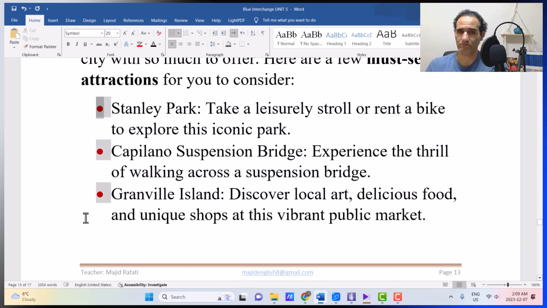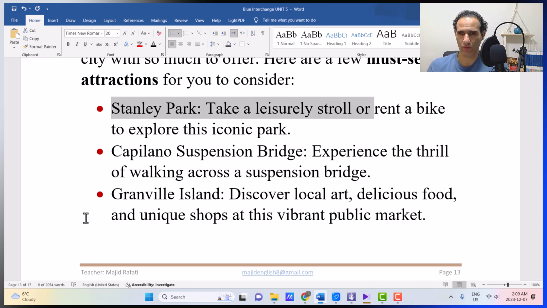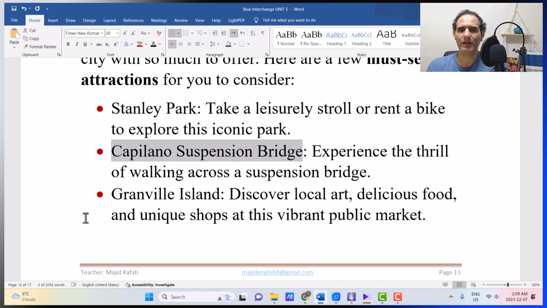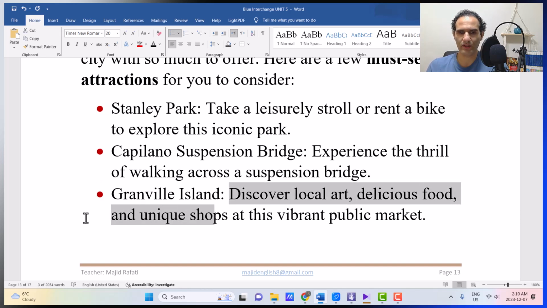Stanley Park, beautiful, just beautiful. Take a leisurely stroll, walk, or rent a bike to explore this iconic park. A very beautiful park to see. Capilano Suspension Bridge, awesome. Experience the thrill of walking across a suspension bridge. And Granville Island, discover local art, delicious food, and unique shops. This vibrant public market, vibrant, alive, and beautiful.